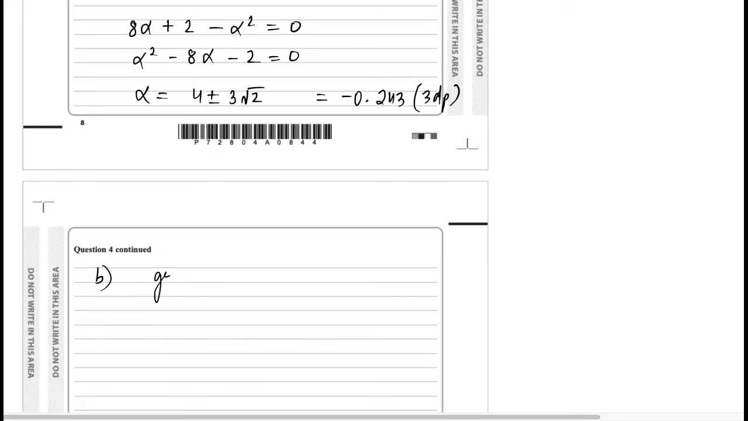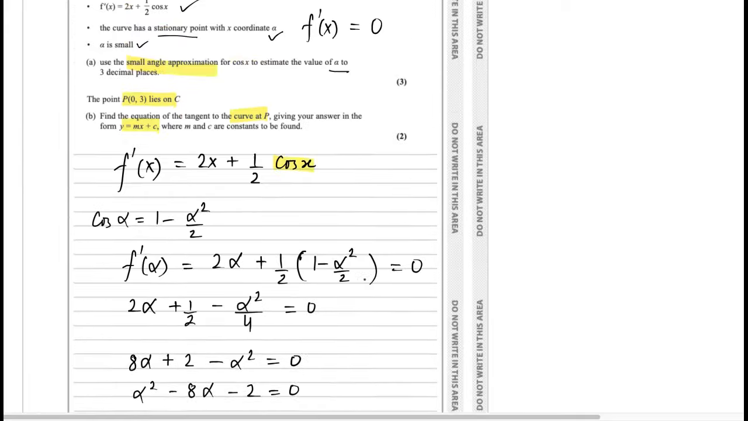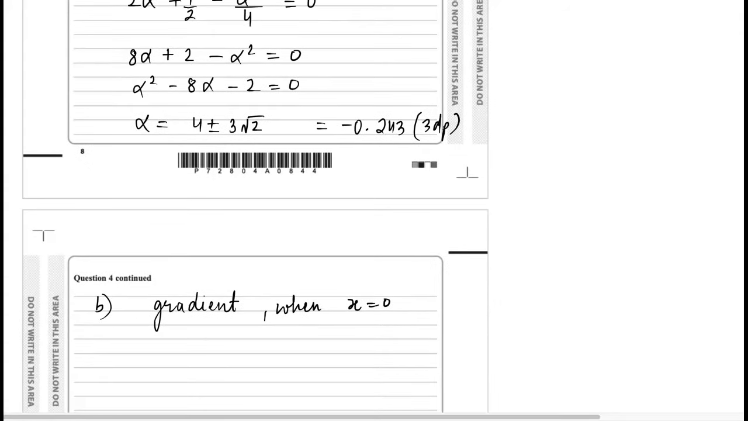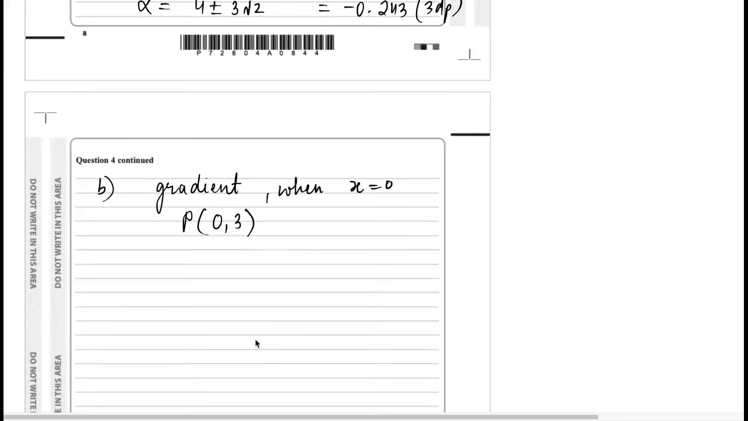The gradient when x is 0. Why did we take x as 0? Because point P is 0,3. So we have to find the equation of the tangent at point P, and the coordinate of point P is 0,3. So what will the gradient be when x is 0? So let's find out f dash 0, because f dash is the gradient.